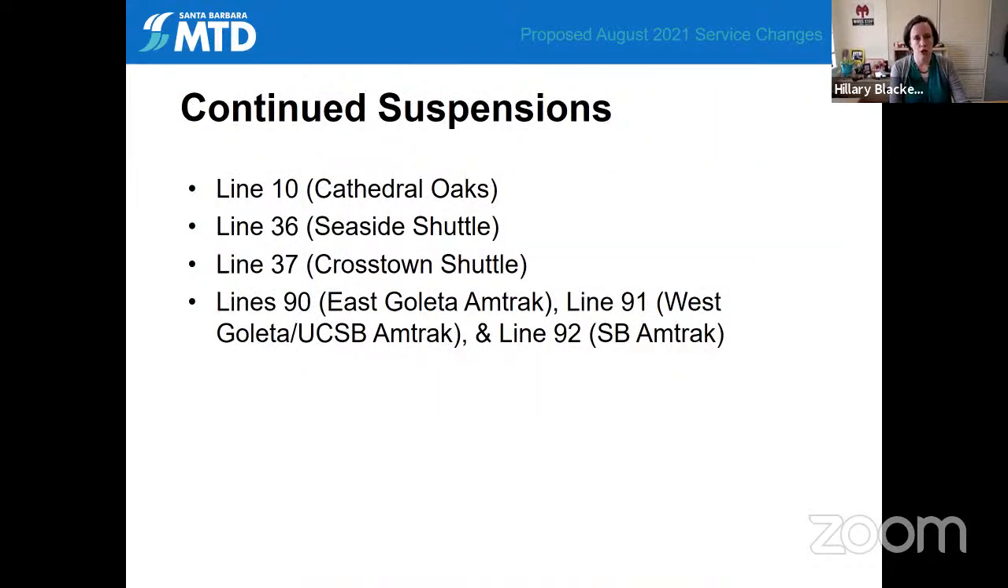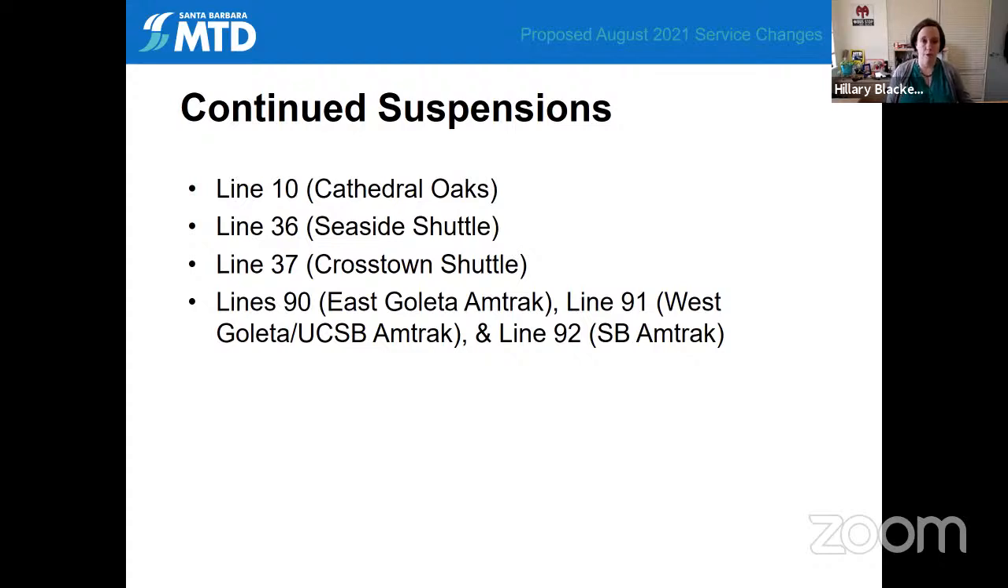These are lines that are currently suspended that we're recommending, at least for August, remain suspended. It doesn't mean we can't bring them back later in the year. In fact, that's our hope. But these lines are line 10, which serves the Cathedral Oaks area, ran very infrequently anyhow, about 8 trips a day, Monday through Friday. Seaside Shuttle and Carpinteria, that's been suspended. Crosstown Shuttle is also still suspended, though lines 1 and 2 still connect the east and west sides.